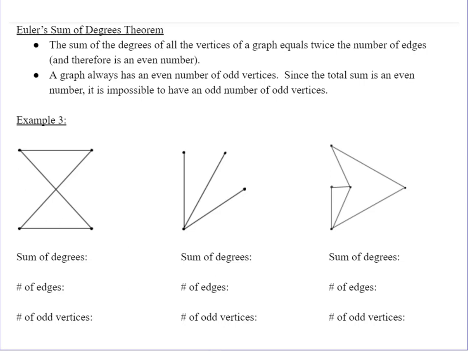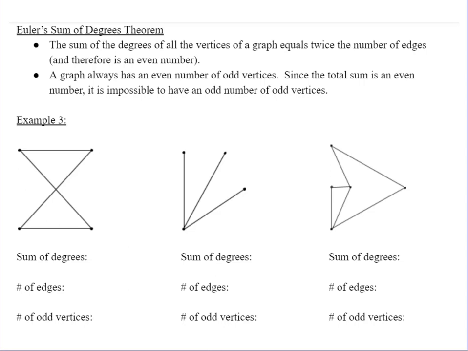The second part of the theorem is a graph always has to have an even number of odd vertices, because the sum of the vertices has to be an even number. That means it is impossible to have an odd number of odd vertices. So you cannot have a graph with 1 odd vertex or 3 odd vertices or 5 odd vertices. Those are impossible.